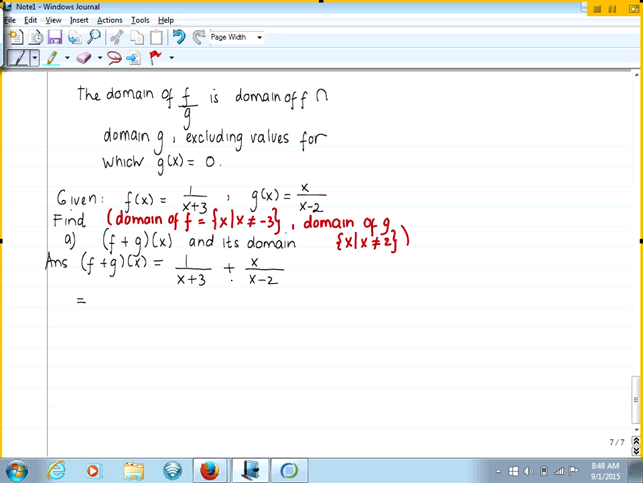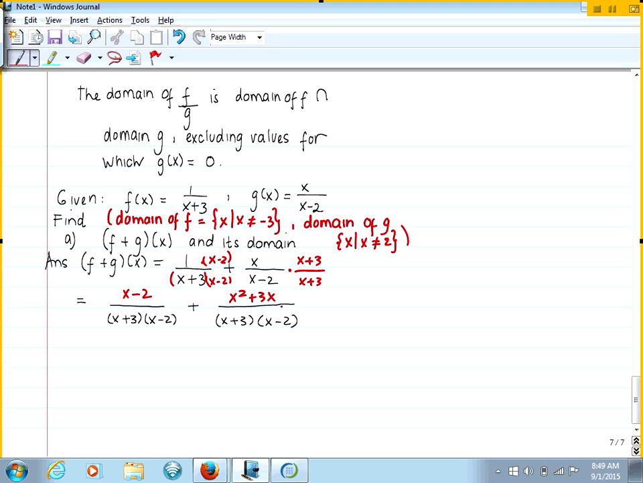Algebra. How do you add these two? Common denominator? What is the common denominator? Okay. X plus 3 times x minus 2. Then yes, you're going to multiply. So multiply by what, the first one? X. Alright. So on top I will have x minus 2, correct? How about the second term? What do I multiply these with? X plus 3. So on top, what will I have?